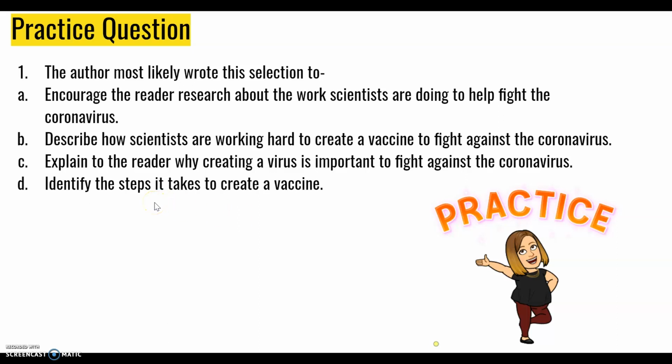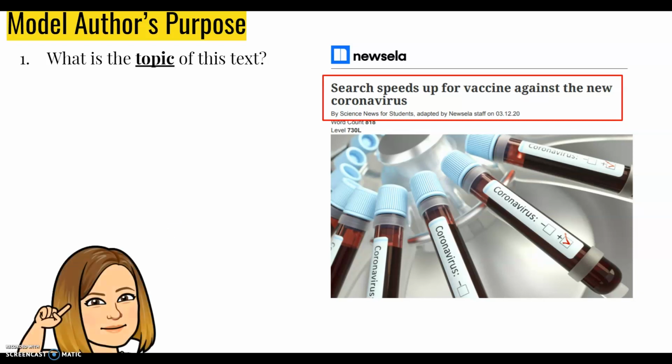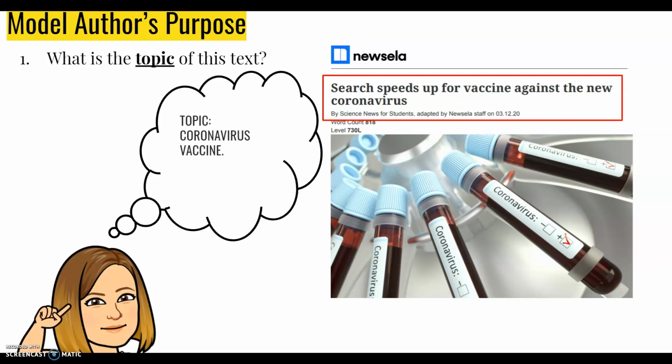We'll come back to this question in a little bit. So our first thinking step is to determine the topic of this text. Typically, like I mentioned in our hints, we can identify the topic within the title, right? And our title here is Search Speeds Up for Vaccine Against the New Coronavirus. So I'm thinking, based off of what I read in the title, that the topic is the coronavirus vaccine.